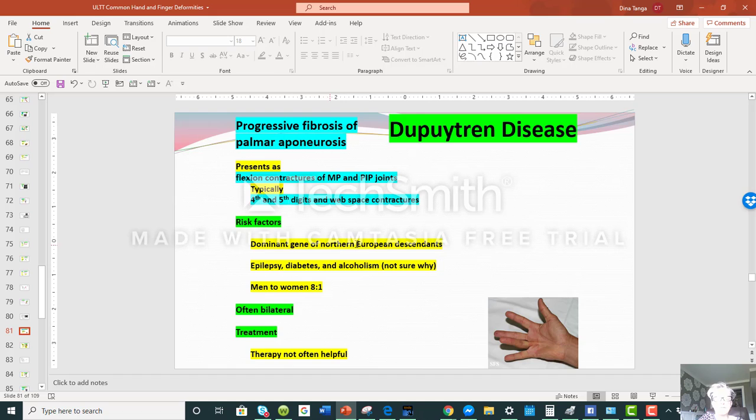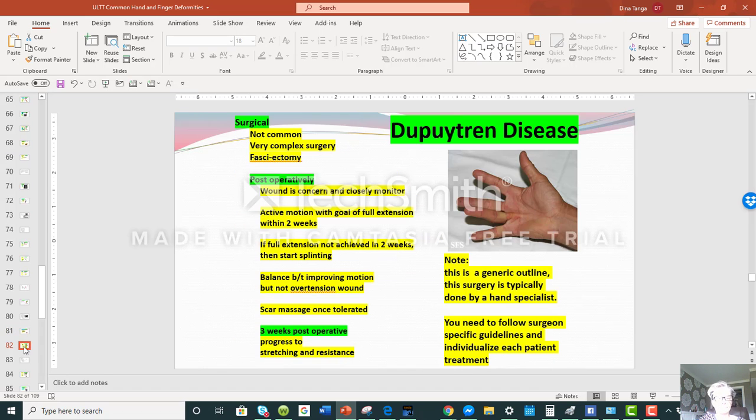Dominant gene of Northern European descendants, epilepsy, diabetes, alcoholism. Don't have any of those 3. Men to women is 8 to 1. That's interesting. Often bilateral. Mine is. Yep. Treatment, therapy often not helpful. I don't agree with that because I have a personal history with this, and I think stretching is extremely helpful. Extremely helpful. Surgical, not common. Very complex surgery.